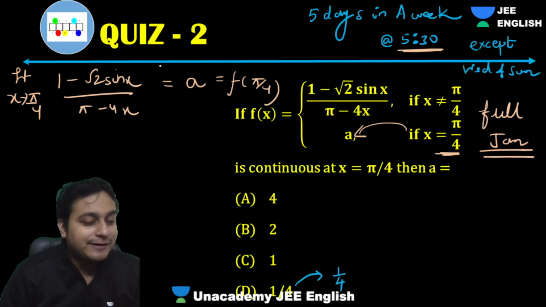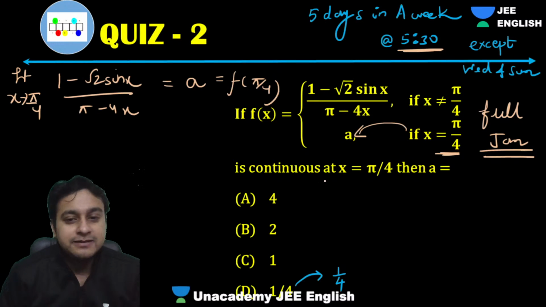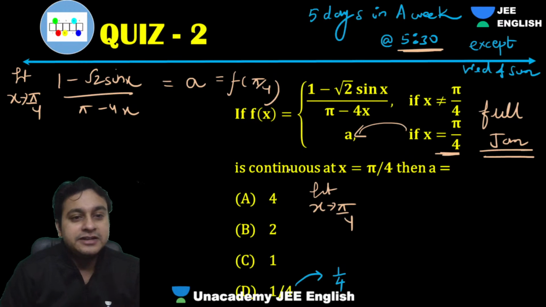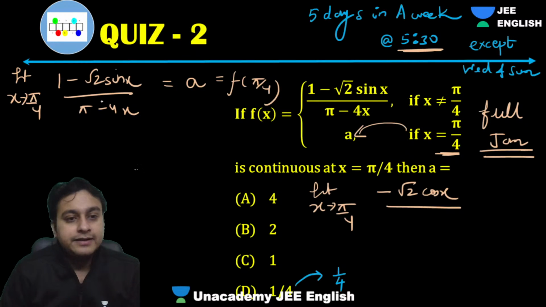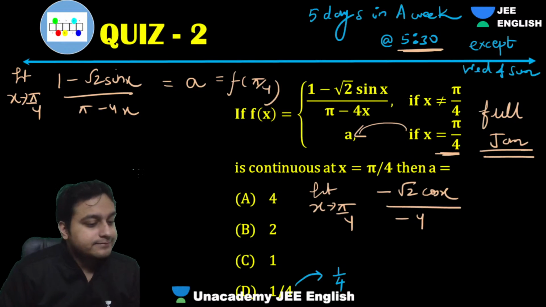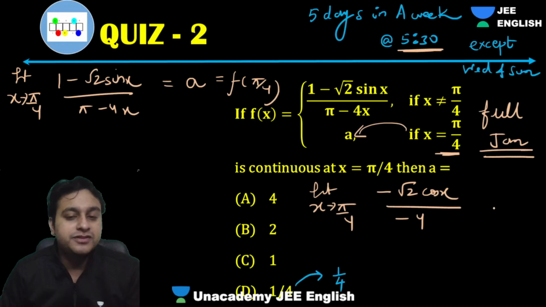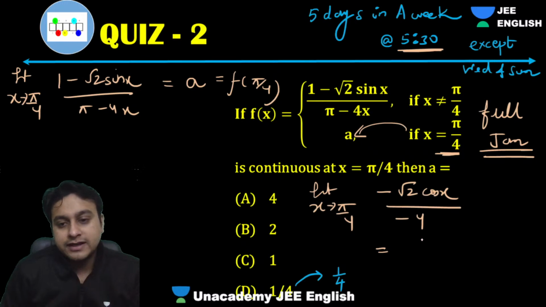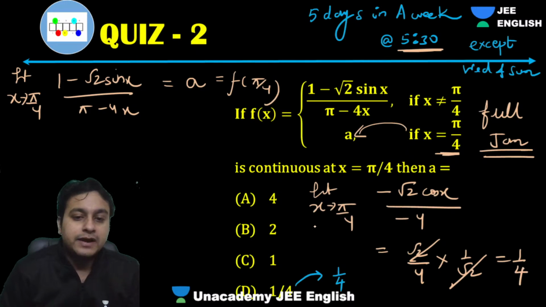Now we can put pi by 4 here and check. Is it 0 by 0 form, guys? Yes, it is. So let's use L'Hospital blindly. Limit x tending to pi by 4. You can differentiate. You will get 0 minus root 2 cos x divided by minus 4. That's it. Now you can put pi by 4 directly, my dear friends. Whenever the 0 by 0 form is removed, you can put pi by 4 directly. So minus minus cancels, root 2 by 4 into cos pi by 4, which is 1 by root 2. Root 2 cancels. The answer is 1 by 4.